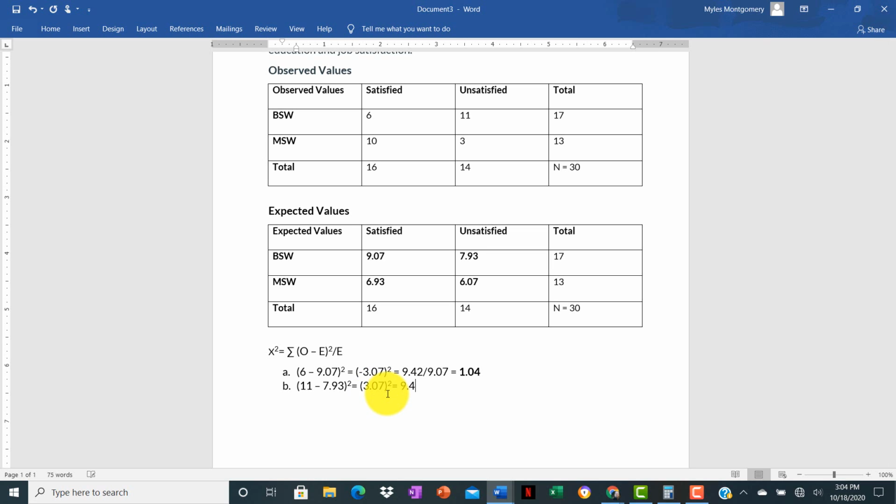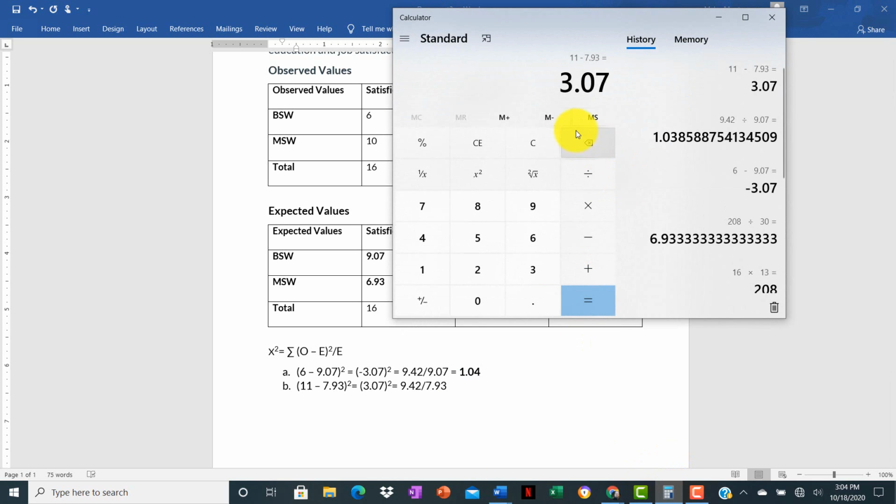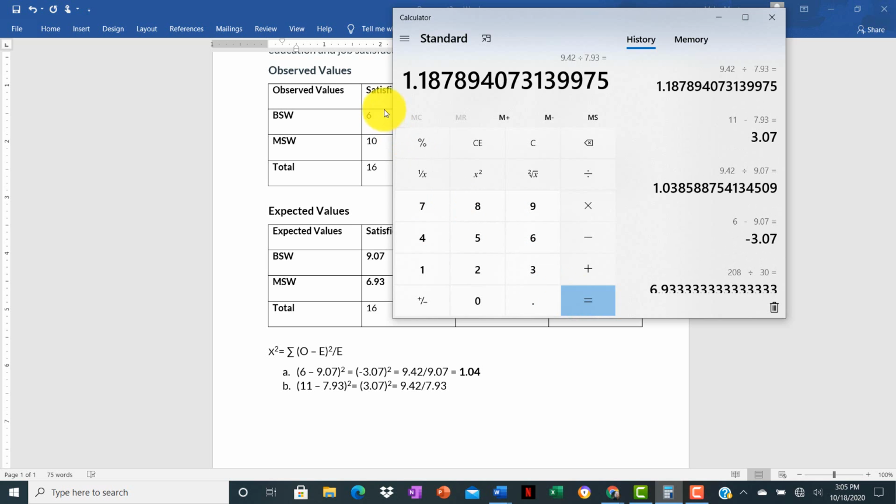So 9.42. Only this time we're going to divide it by the expected value, which is 7.93. Again, here's our expected values. For this cell, it's 7.93. And if we do that, what do we find here? 9.42 divided by 7.93 for a total of 1.187, and we can round that up to 1.19, since this is above 5. So 1.19.